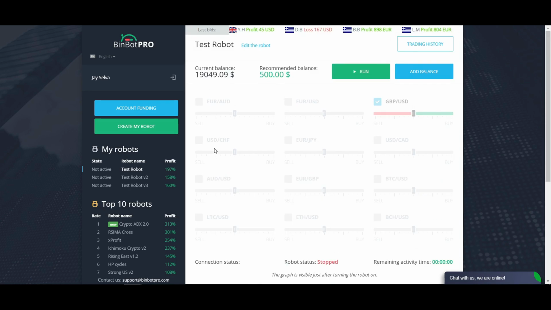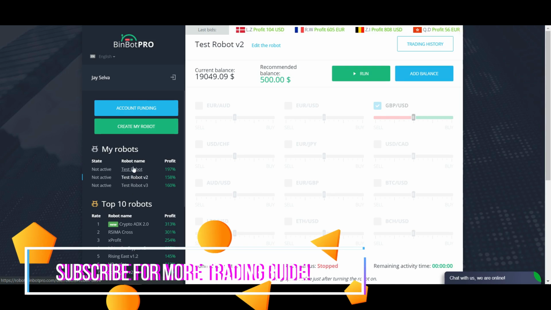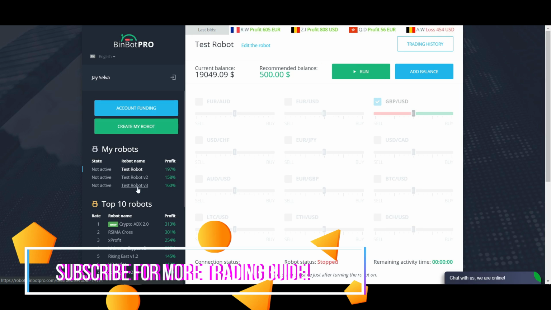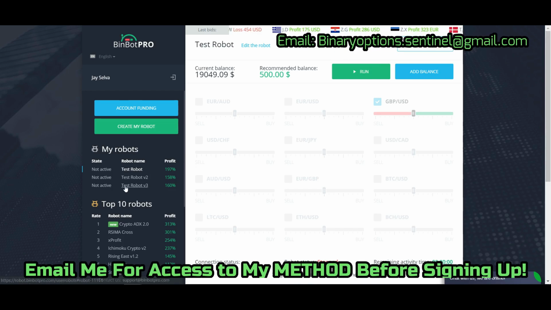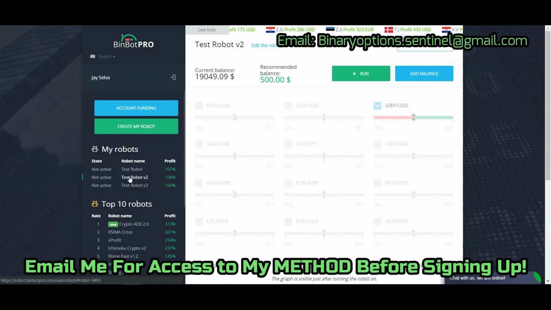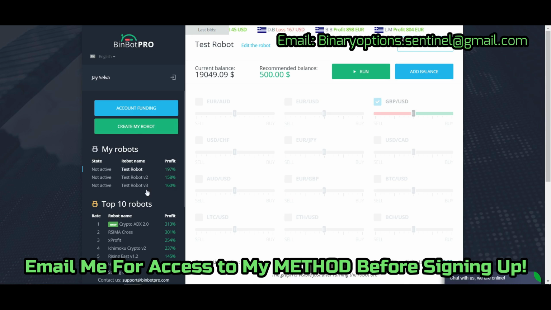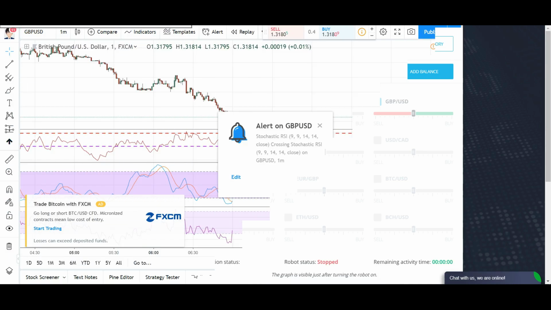Basically I have classified my trading methods using the Binbot Pro by referring to charts into maybe 4 different trading methods, or in a sense where I create different robot settings right here. As you can see, test robot V1, V2 and V3. Each of these have the specific criteria on when to use these settings and how to treat them. Alright, so stay tuned guys and wait for the next segment.